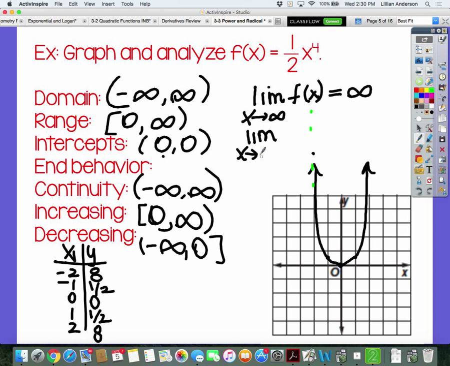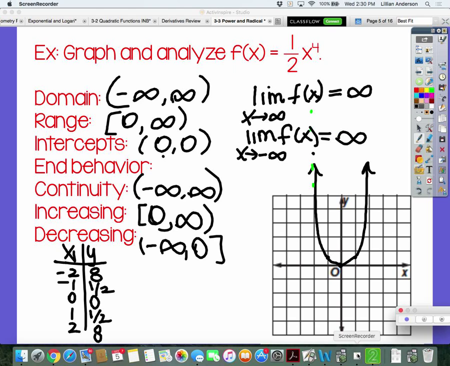As x approaches negative infinity, what's happening to your y's? It's approaching infinity. And to be honest, guys, if a is positive and n is even, it's always going to have that type of behavior. It's always going to point up, and it's always going to be approaching infinity. And there we go. We just analyzed this power function.